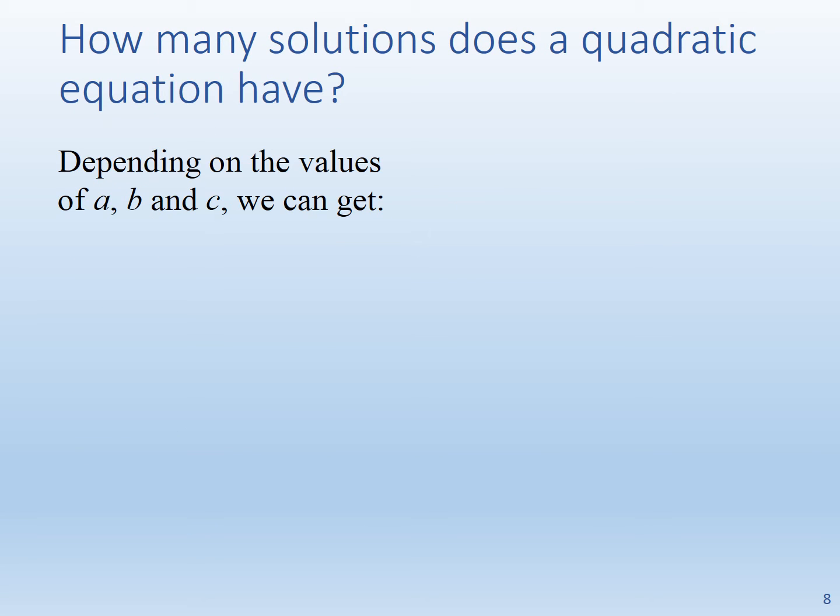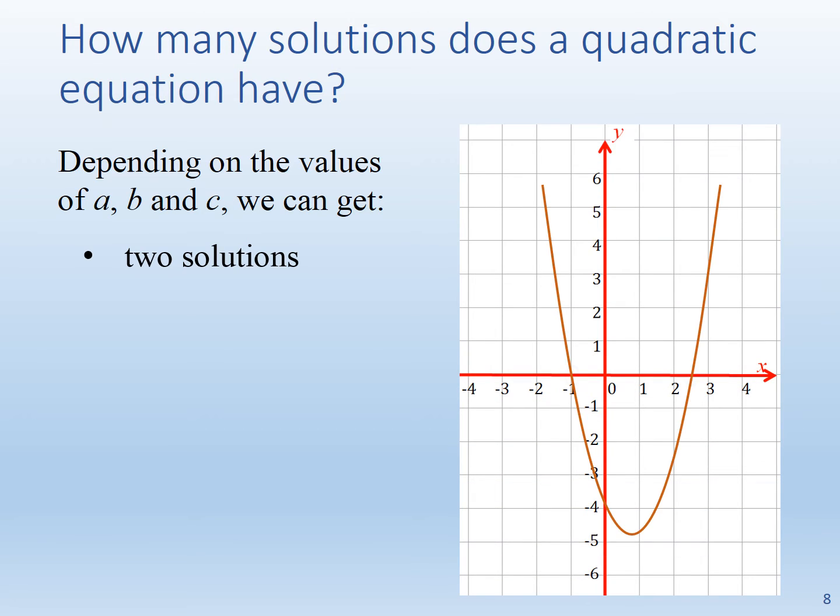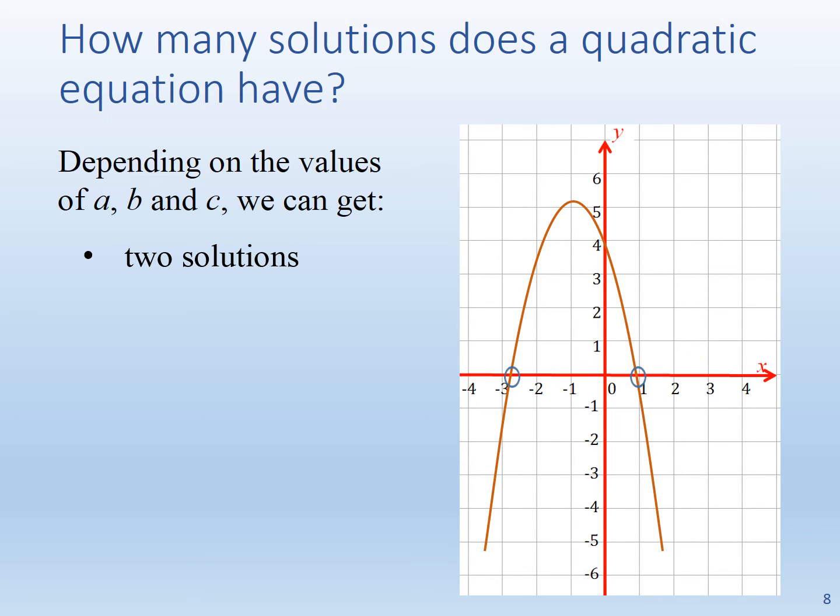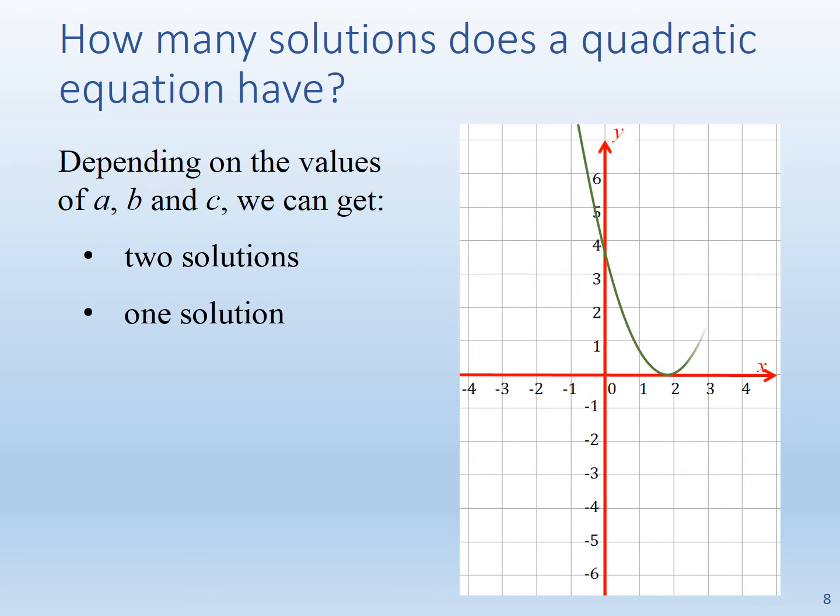How many solutions will a quadratic equation have? Well, it will depend on the values of a, b, and c. We can get two solutions as shown in that graph there, two x-intercepts that way or this way. We can get one solution only where the parabola touches the x-axis at one point only, or it can completely miss altogether and there'll be no solutions there.